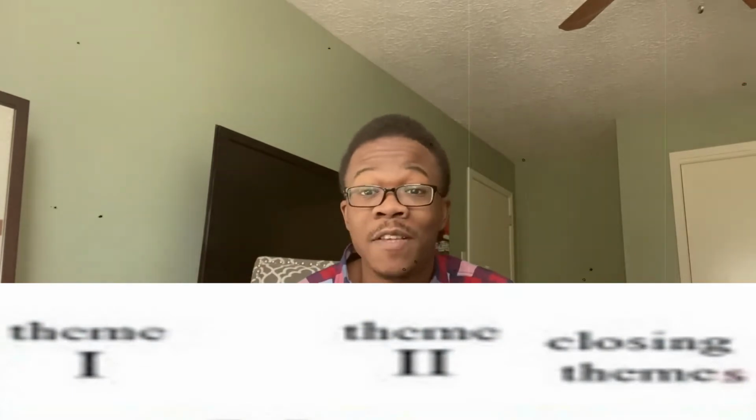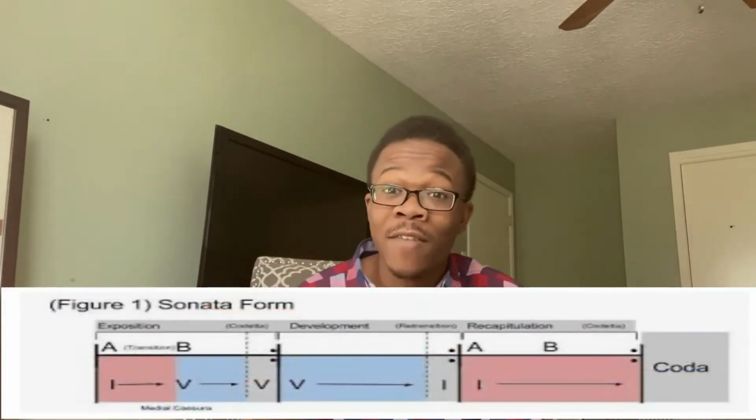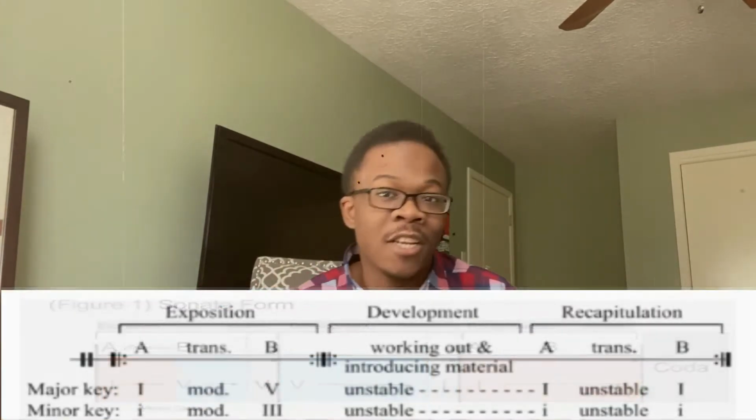The recapitulation is basically a copy and paste of the exposition. The only difference is, instead of modulating away from the home key for theme 2, in the recapitulation you stay in the home key throughout the entire time. You also might get an additional slow introduction or an additional coda at the very end. Okay, that's enough for me. There we go. Now we got that done and out of the way.